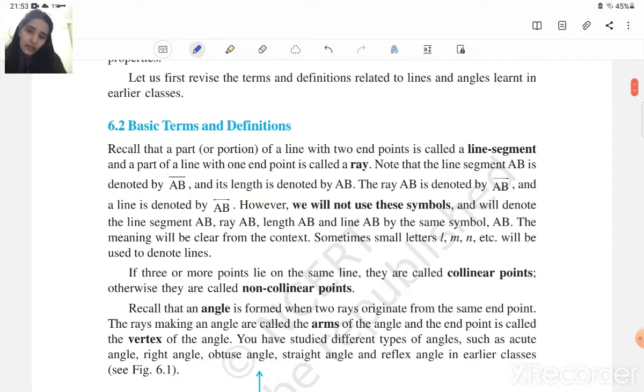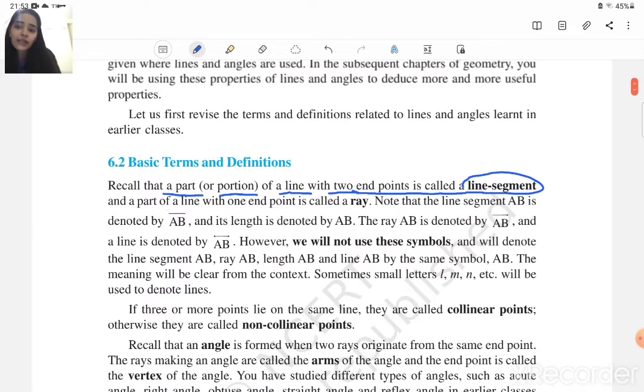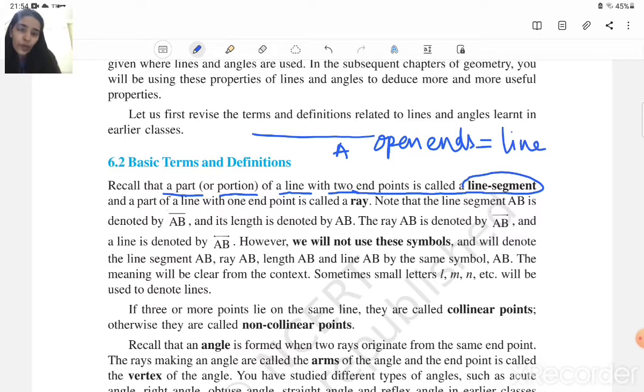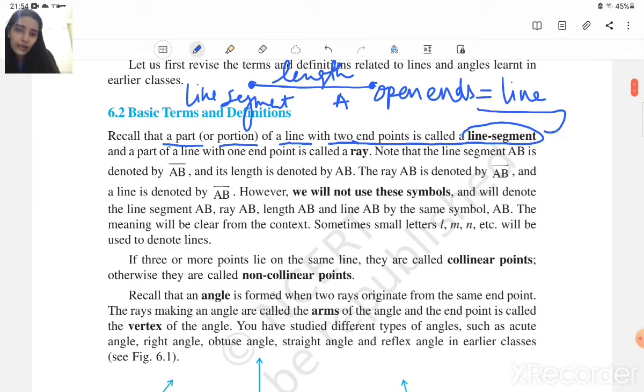Let's understand the basic terms and definitions first. A part or portion of a line with two endpoints is called a line segment. As we discussed, this is a line A. It does not have any endpoints. These are not the endpoints, these are the open ends. These are not restricted. Therefore it is a line. But when we restrict the ends, then it becomes a line segment. By putting these dots, we are restricting the length of a line. So therefore that is a line segment. With two closed ends, we got a line segment.